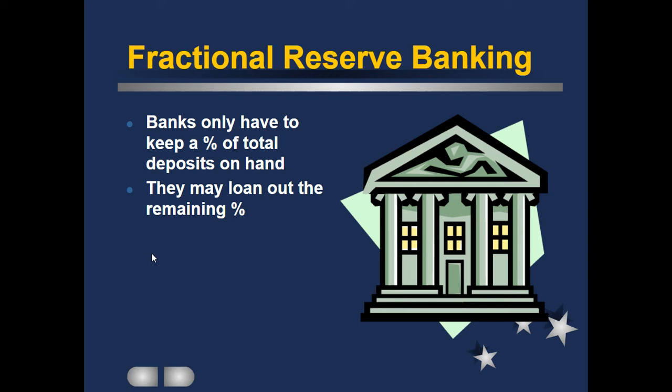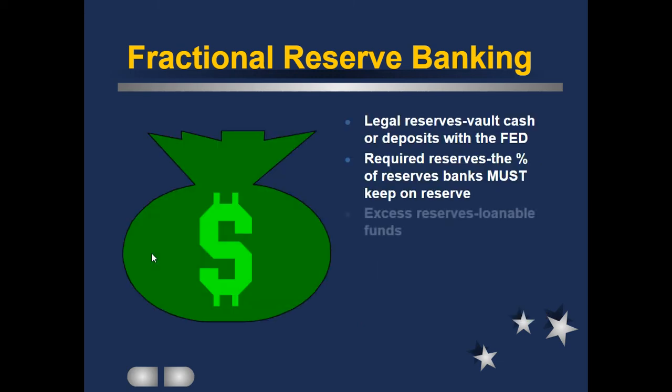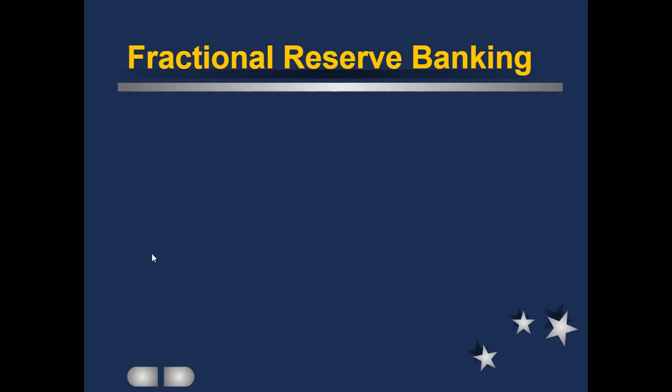That fractional reserve banking percentage is called the reserve rate. If the reserve rate is lowered, that means they can loan out more money. Let's look at how that works. Legal reserves are the amount of cash on hand. The required reserves are the percentage of the reserves that must be kept in the bank.